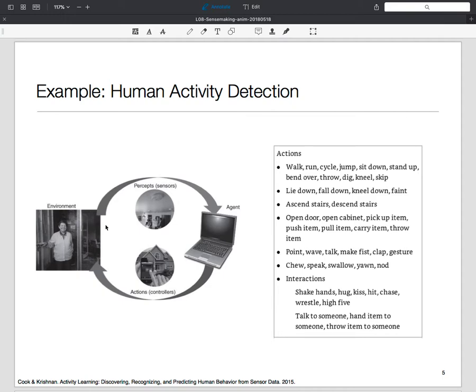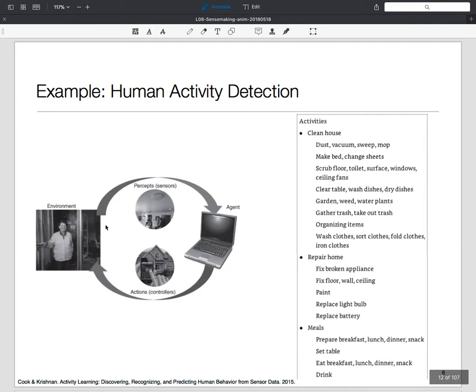And so that distinguishes between these short time scale things versus what kind of longer time scale, and that kind of thing is termed as activity. So in this case, activity might be vacuuming, washing clothes, organizing items, these kind of longer duration things also. So when we talk about sensing, the thing of interest, the one which we are trying to recognize, may be at many different time scales.